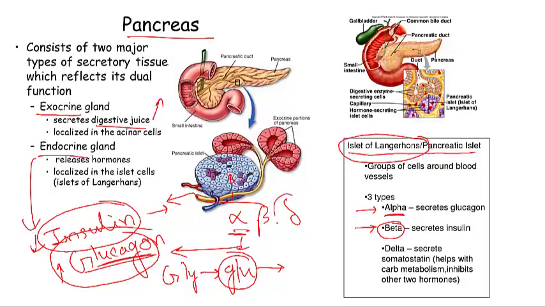While the third type of cells, delta cells, produce somatostatin, which inhibits the activity of both insulin as well as glucagon hormone, and it also regulates the process of carbohydrate metabolism a little bit.